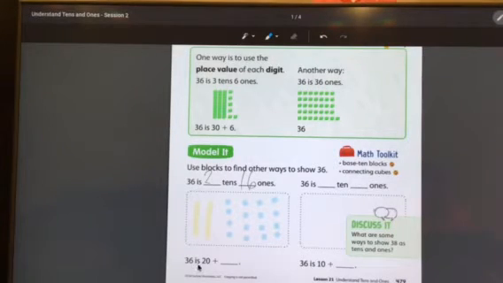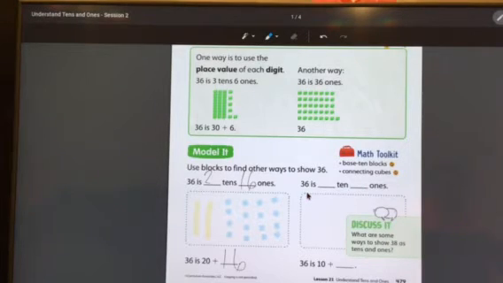So 36 is 20, because you have 2 tens here, so 10, 20, plus how many ones do I have? I know my answer right here. I have 16 ones. So 36 is 20 plus 16. So 20 plus 16 is 36, just like 30 plus 6 is also 36.